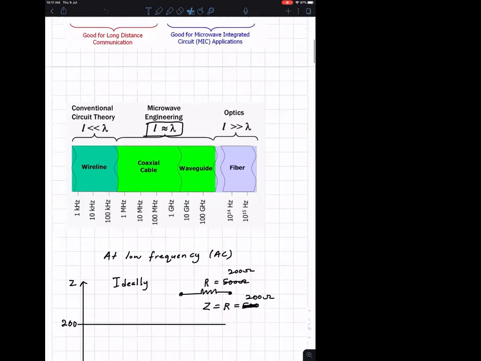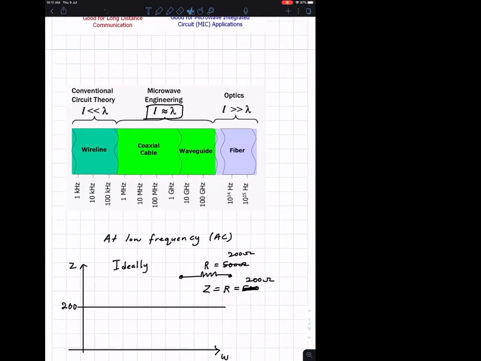And then the most important thing: in low frequency, we assume that the circuit length is much smaller than the wavelength. And at high frequency, in microwave engineering, when the circuit length is comparable to or larger than the wavelength, then special design techniques are required. Then we went through some of the transmission line effects.